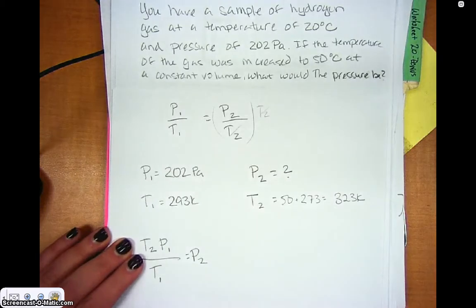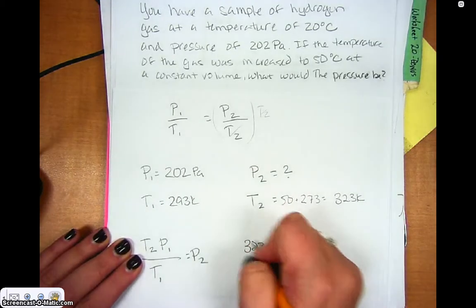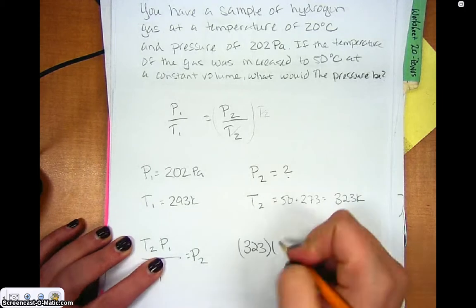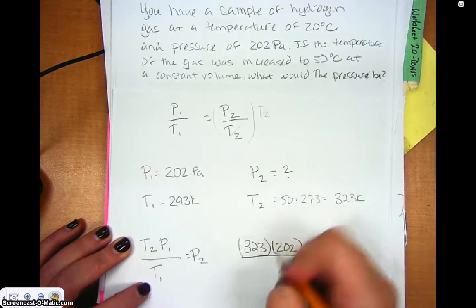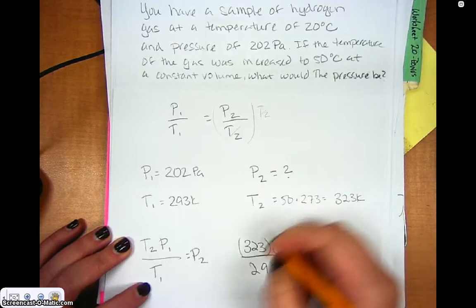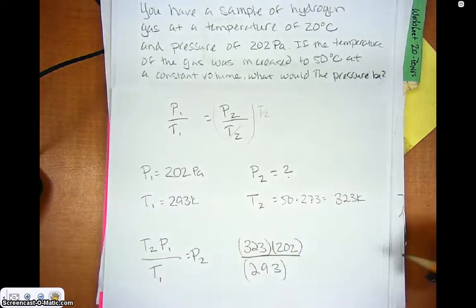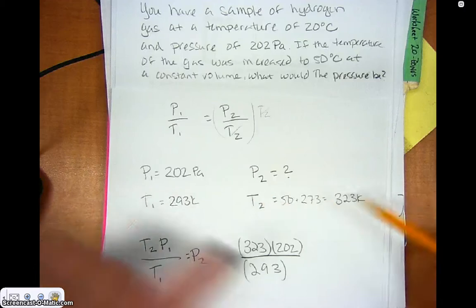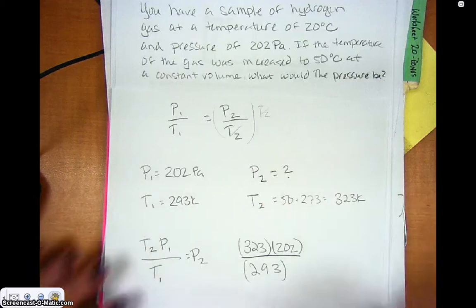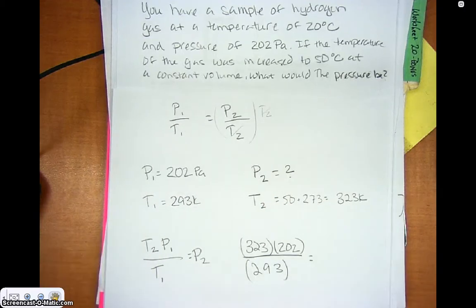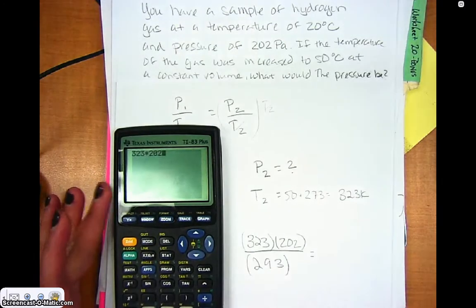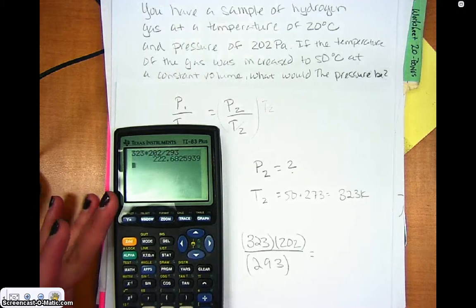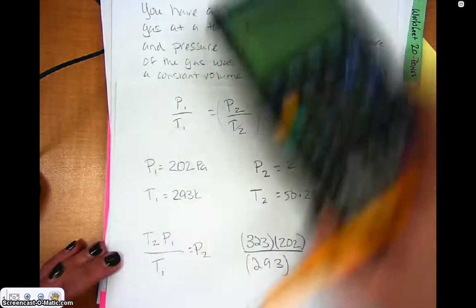So temperature 2 is 323, and pressure 1 is 202. And then divide that by temperature 1, 293. So again, let's just think about this conceptually. My temperature increased, so my pressure should get bigger. So my answer should be larger than 202, otherwise I've done something wrong. So let's go ahead and just do 323 times 202 divided by 293, and I get 222.7 roughly.